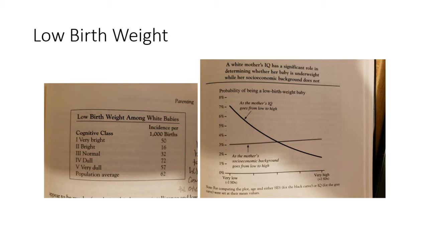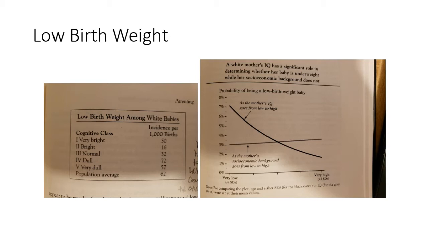Let me see if they said something about low birth weight. A low birth weight baby is defined in these analyses as an infant weighing less than 5.5 pounds at birth, excluding premature babies. Okay. So you can see there, the cognitive classes, as you go.